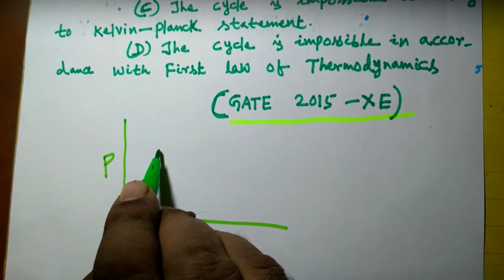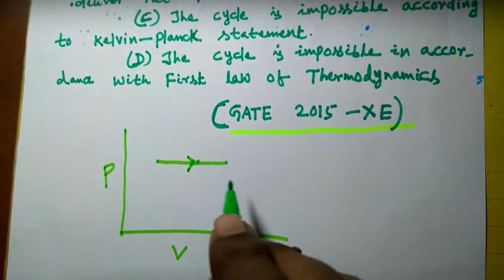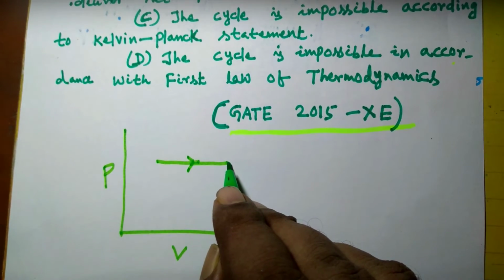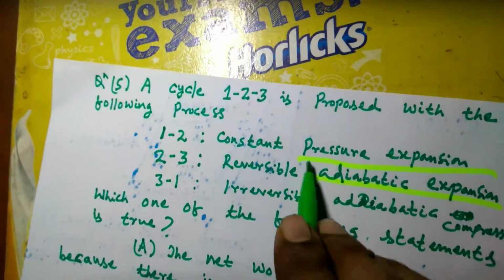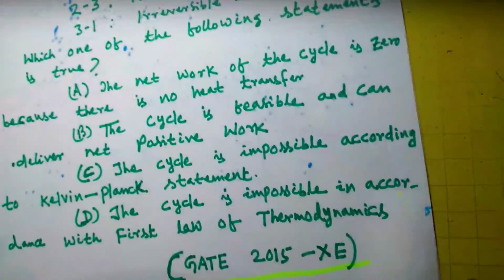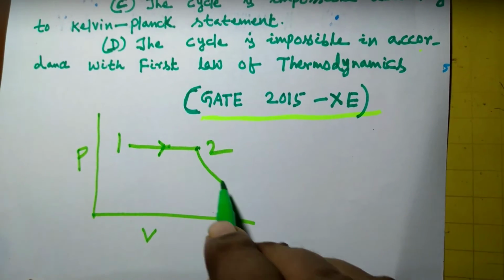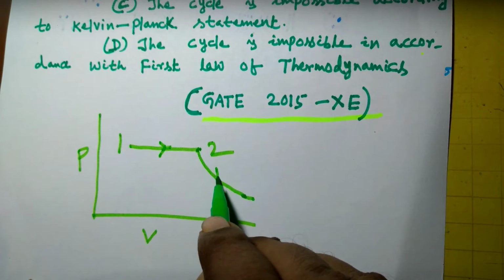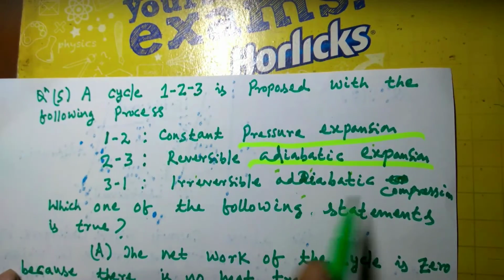First process is constant pressure expansion. Then the second, process 1 2, is constant pressure expansion. Then 2 3 is reversible adiabatic expansion. But 3 1 is irreversible adiabatic compression.